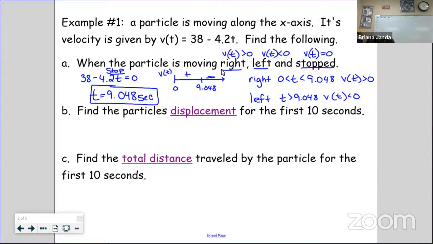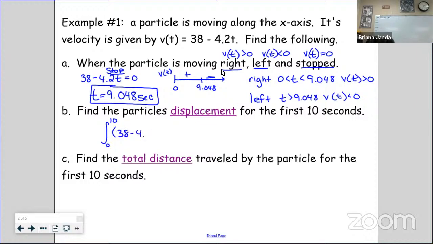Displacement. So notice, glancing ahead, parts B and C, again, very related to each other, but the difference between displacement and total distance traveled. Displacement just takes into account where it starts to where it stops, and displacement is going to be the integral on that time. So for the first 10 seconds, our displacement is going to be the integral of our velocity function from 0 to 10.